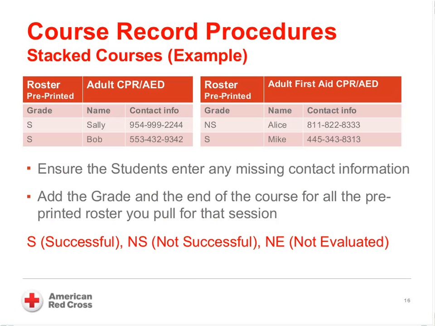In the case of Sally and Bob, they both succeeded and left early at the end of their component. So we add an S for successful, NS for not successful, and NE not evaluated. Very important. We only use NE at the beginning of the class if the person requests not to be evaluated.